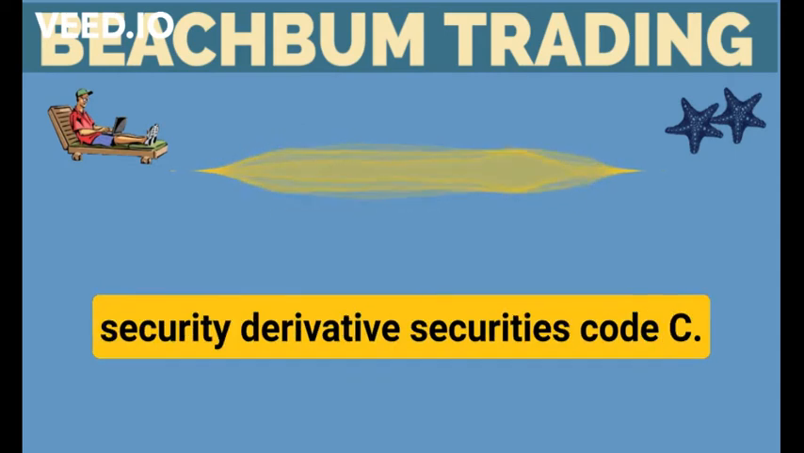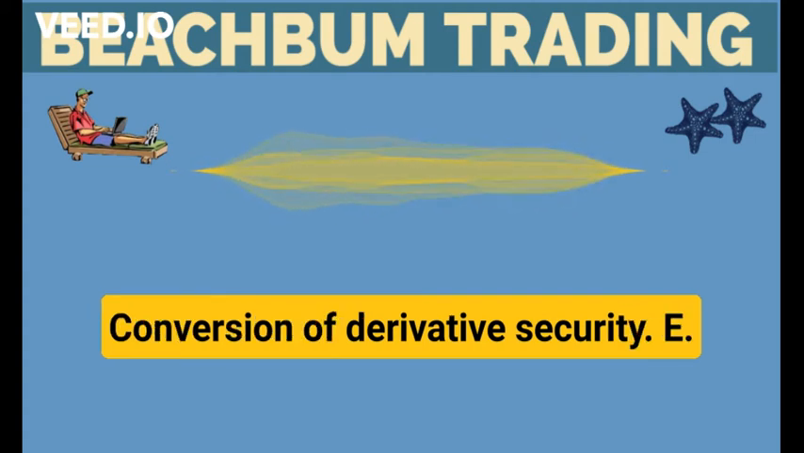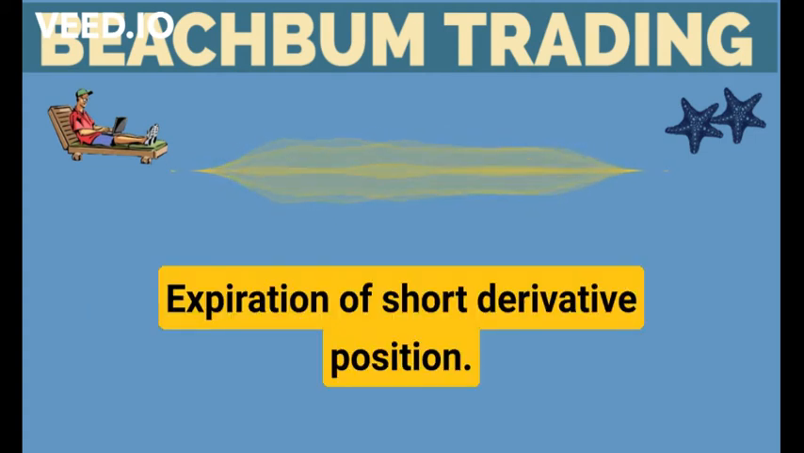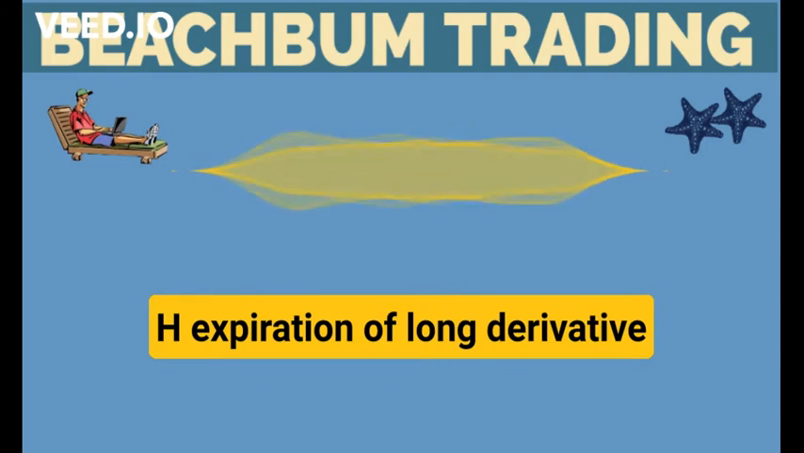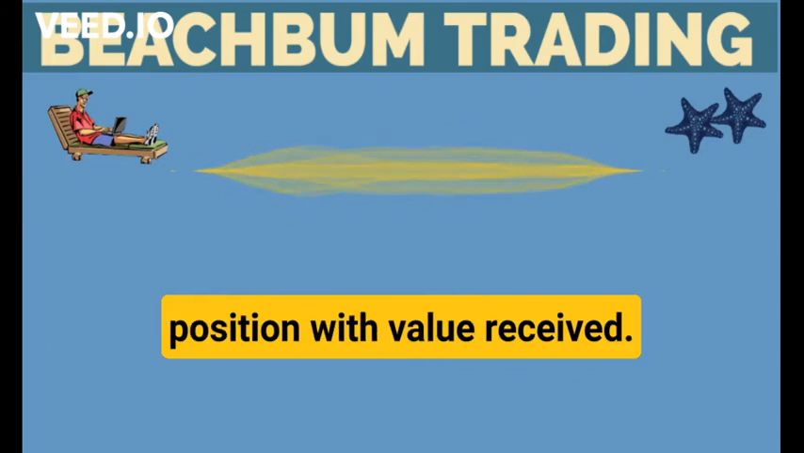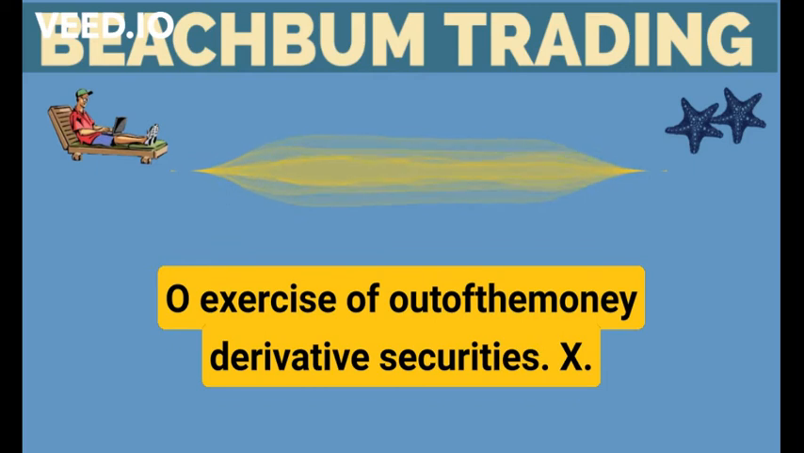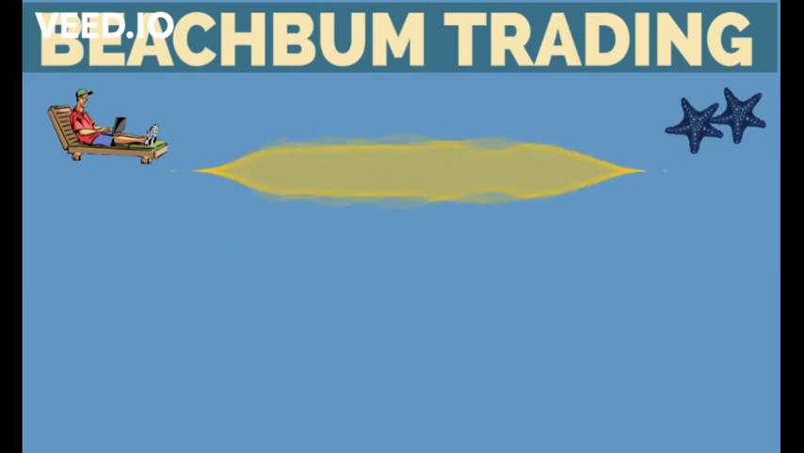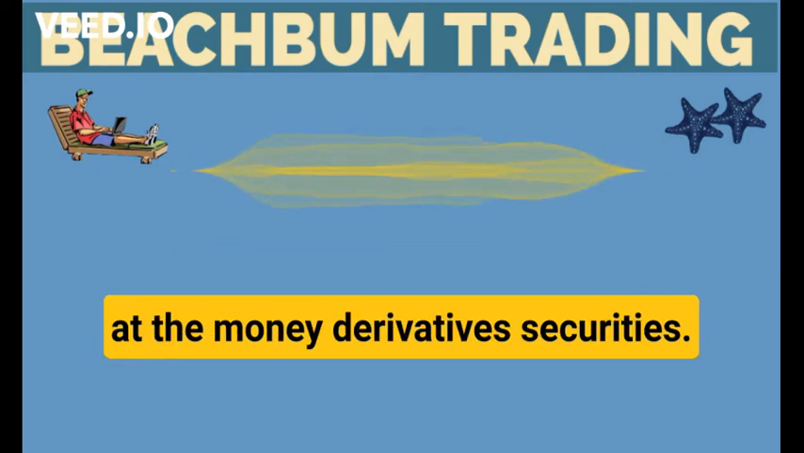Derivative securities codes: C, conversion of derivative security. E, expiration of short derivative position. H, expiration, or cancellation, of long derivative position with value received. O, exercise of out-of-the-money derivative securities. X, exercise of in-the-money or at-the-money derivative securities.